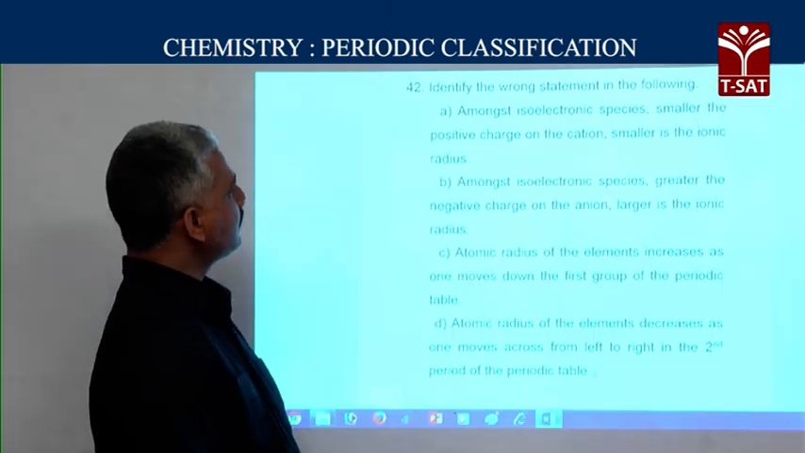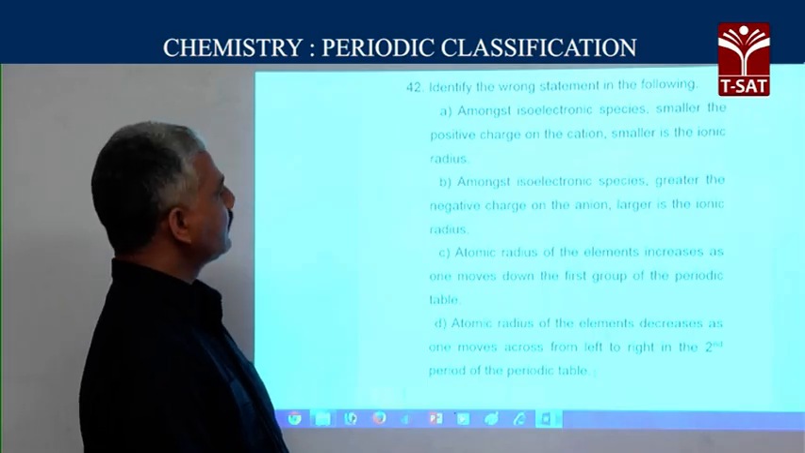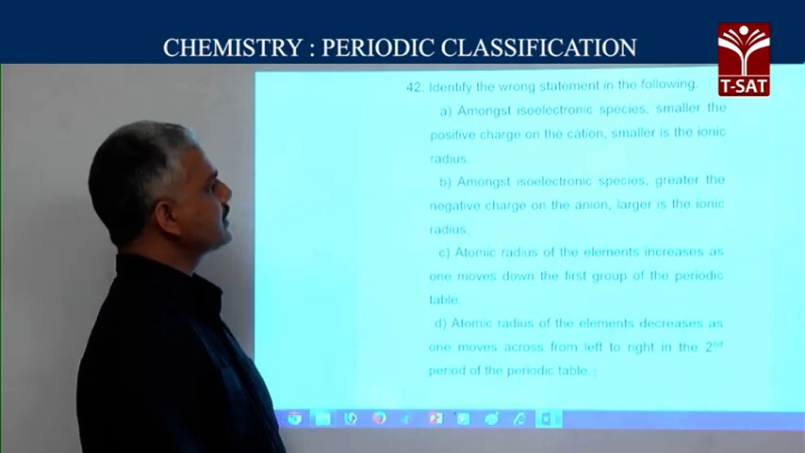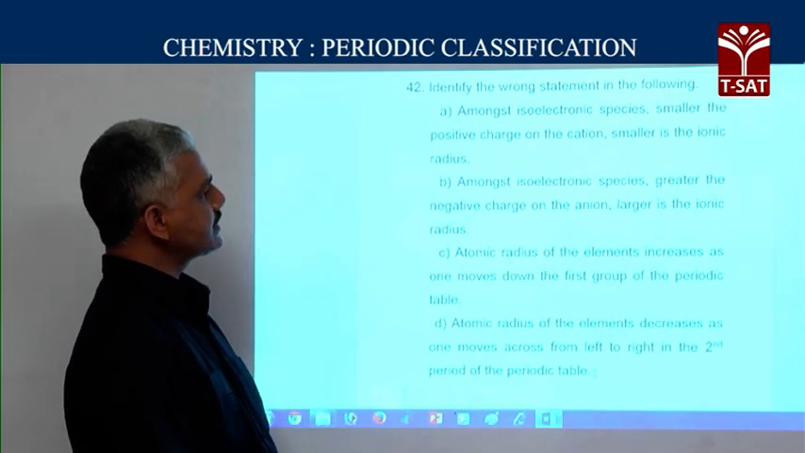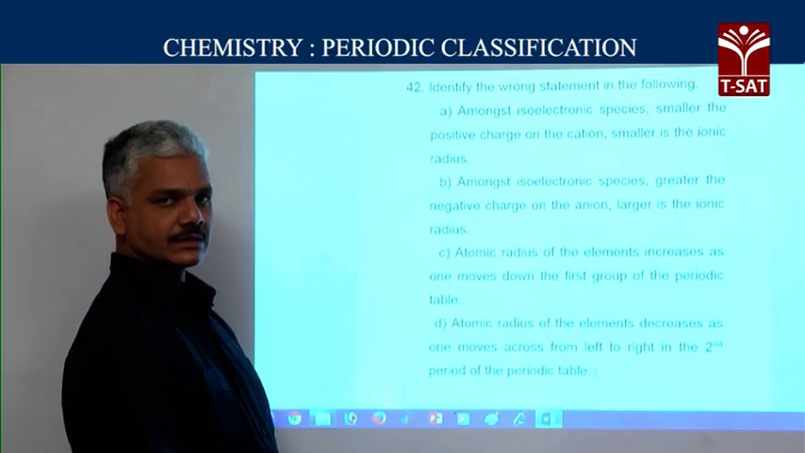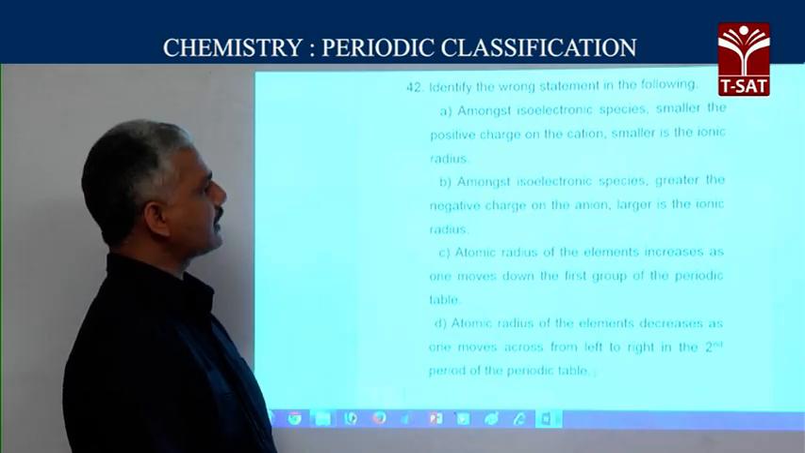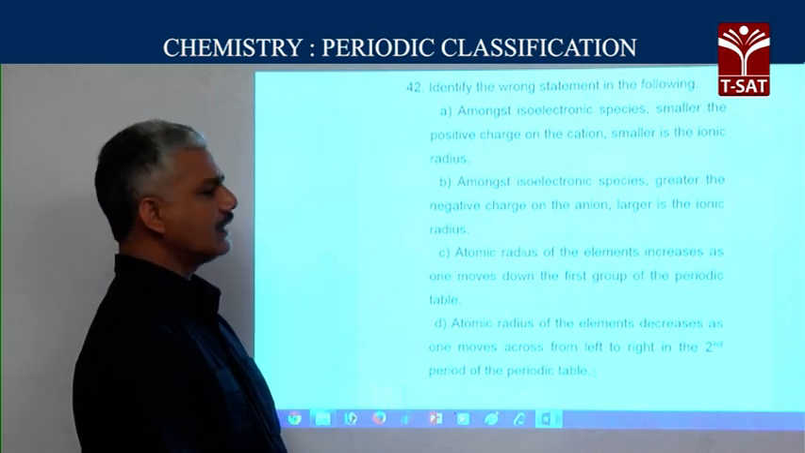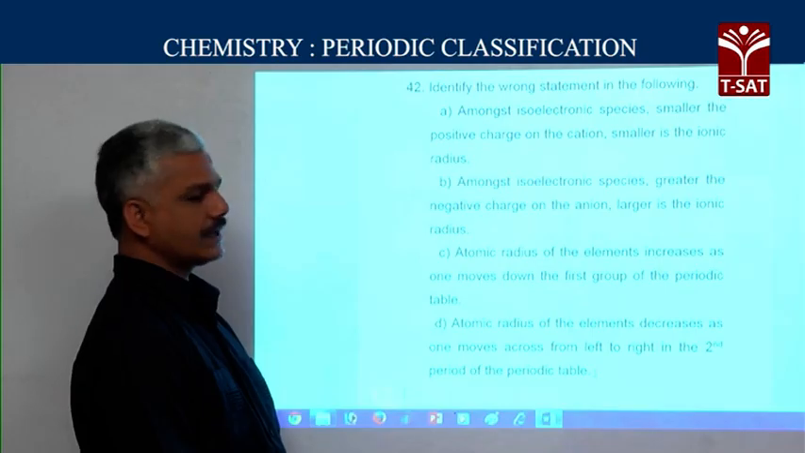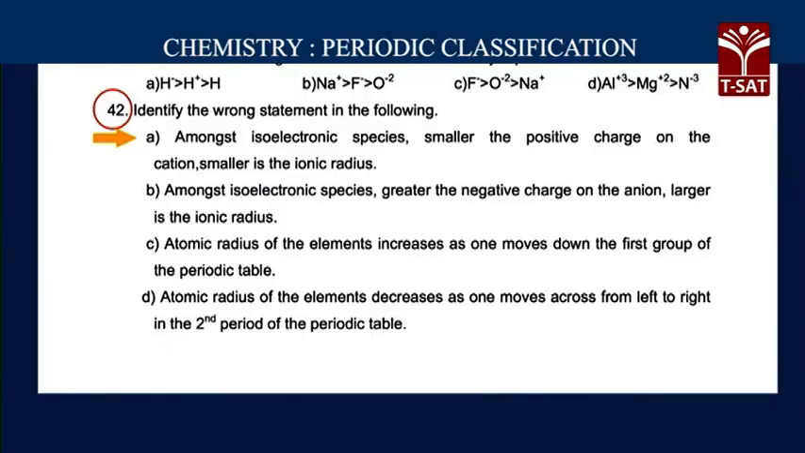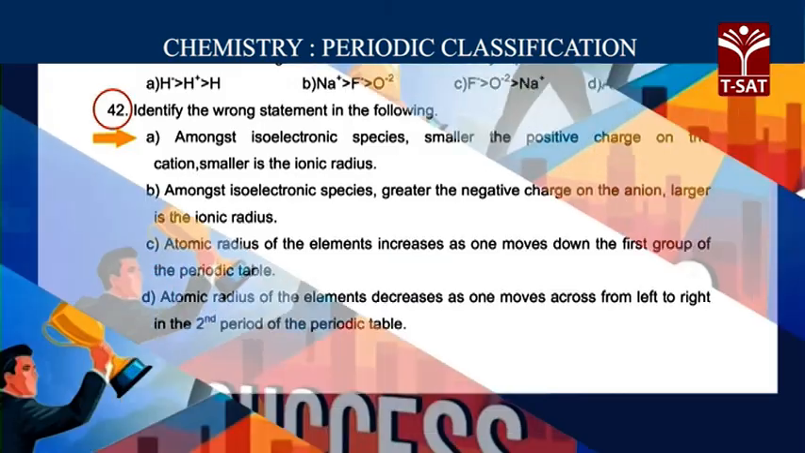So, out of the four statements given, we have to identify the wrong statement. If we look at the first option, amongst isoelectronic species, smaller the positive charge on the cation, smaller is the ionic radius. This statement is the wrong statement. Why? Because smaller the positive charge, larger the ionic radius. With increase in the magnitude of positive charge, size proportionately decreases. Therefore, option A is wrong and hence is the correct option for the given question.